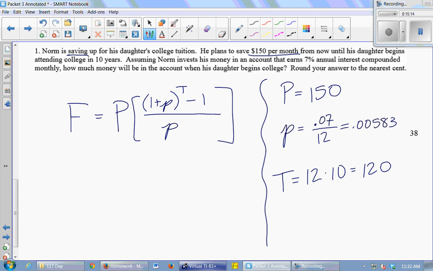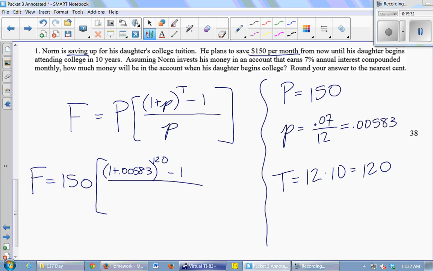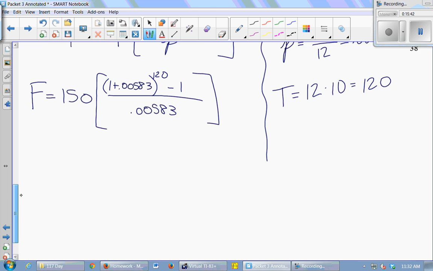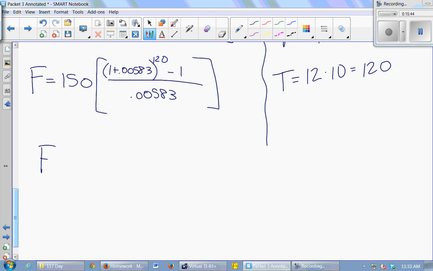How much money will be in the account when his daughter begins college? That's the future value. So we're going to be looking for F here. P is going to be 150 times 1 plus 0.00583 to the 120 minus 1 over 0.00583. So now we just have to simplify this expression on the right, being careful to follow the order of operations.